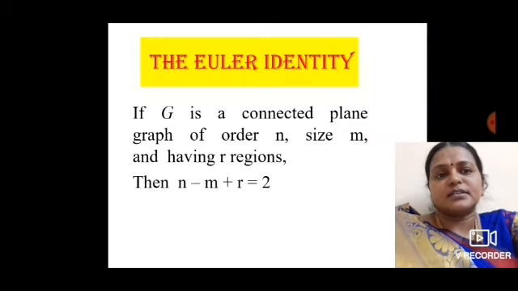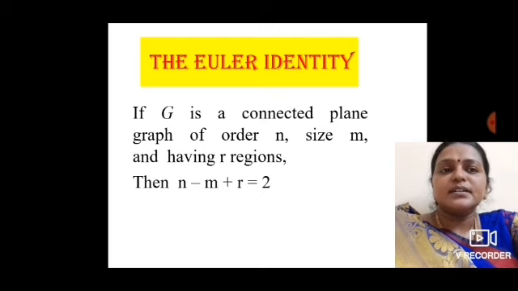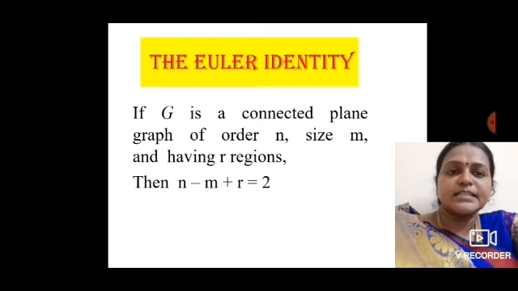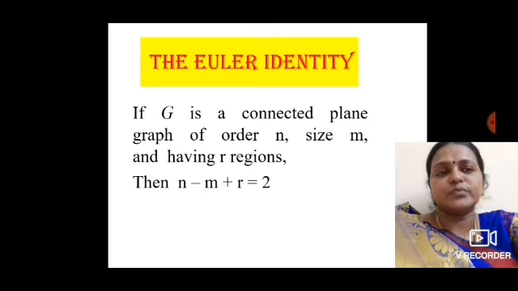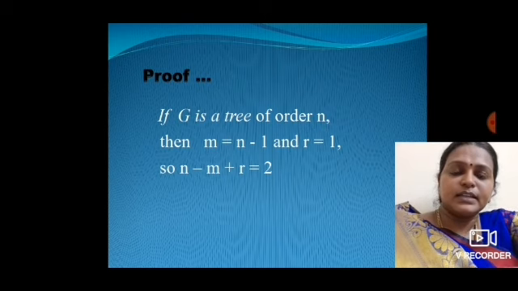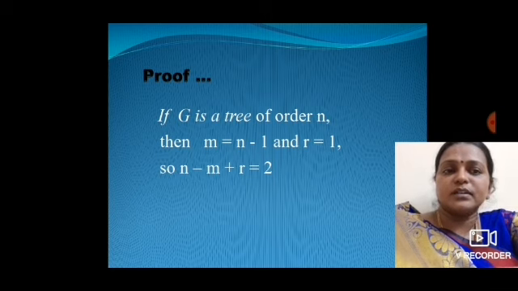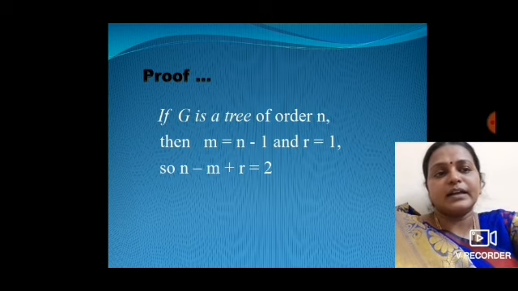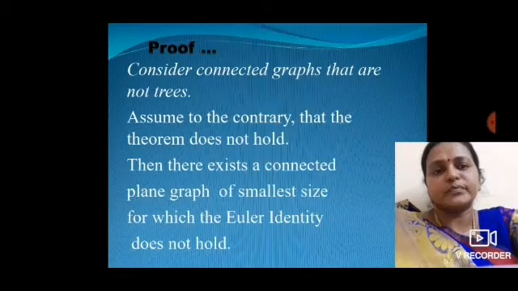Let's see an important identity called the Euler identity. If G is a connected plane graph of order n, size m and having r regions, then n minus m plus r equals 2. Let's go for the proof. Considering the tree first. If G is a tree of order n, then m is equal to n minus 1 and r is equal to 1. The region becomes 1. So, n minus m plus r, when we calculate, is equal to 2.